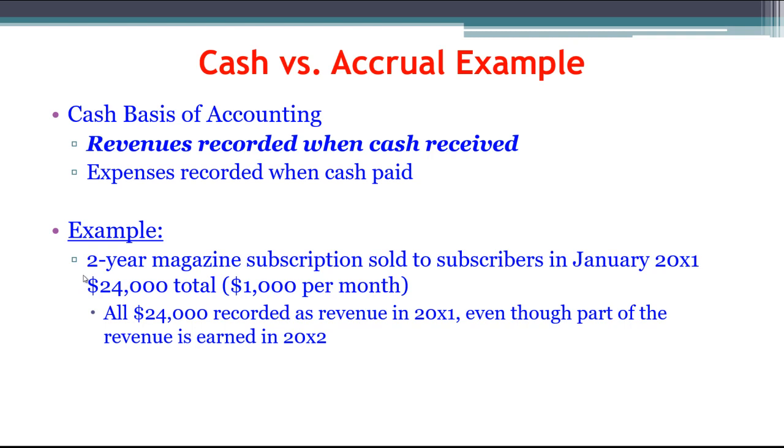So let's say we are a magazine publisher. We sell a 2-year magazine subscription to subscribers in January of year 1 for $24,000 total, which is $1,000 per month. Under the cash basis of accounting, all $24,000 is recorded as revenue in year 1, even though part of the revenue is earned in year 2.